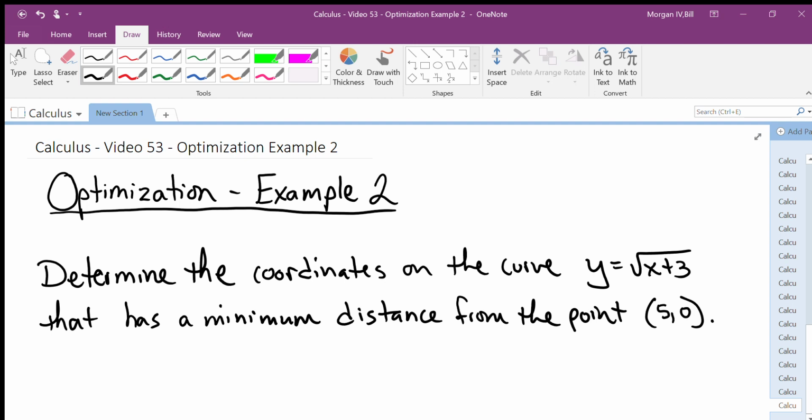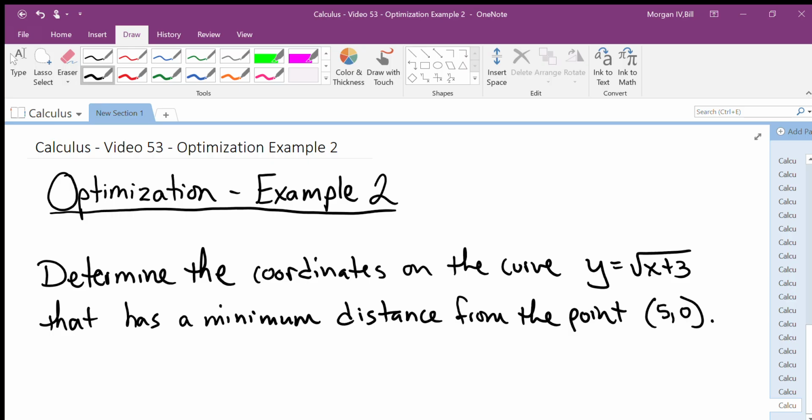Calculus, video 53, optimization, example 2. In this example, we would like to determine the coordinates on the curve y equals the square root of x plus 3 that has a minimum distance from the point (5, 0).